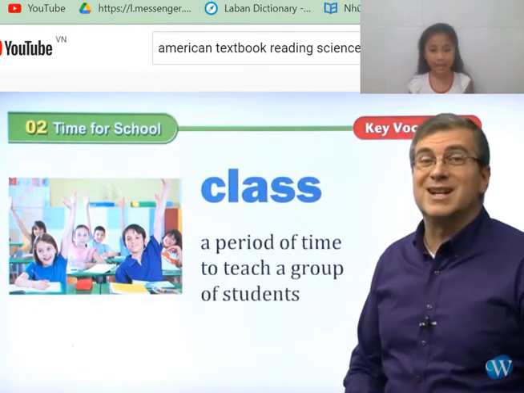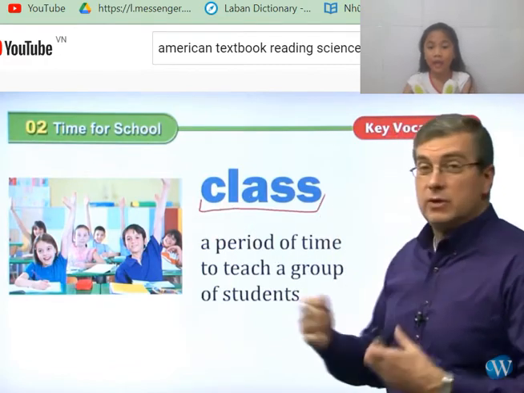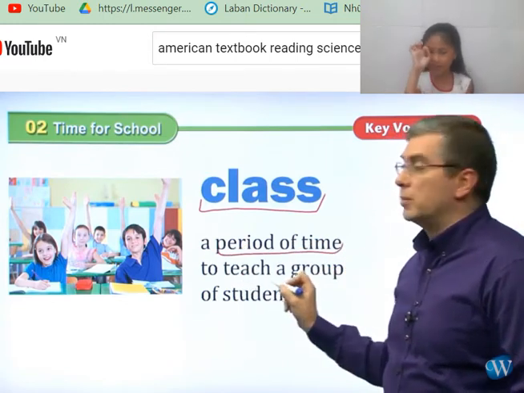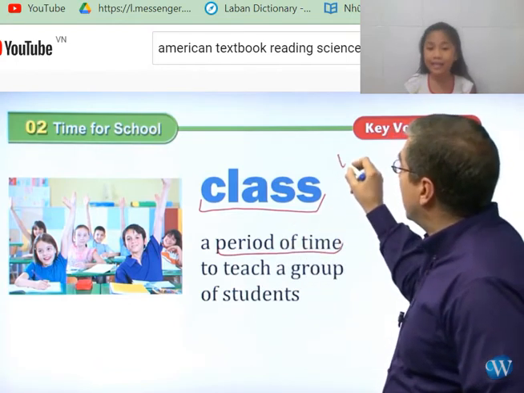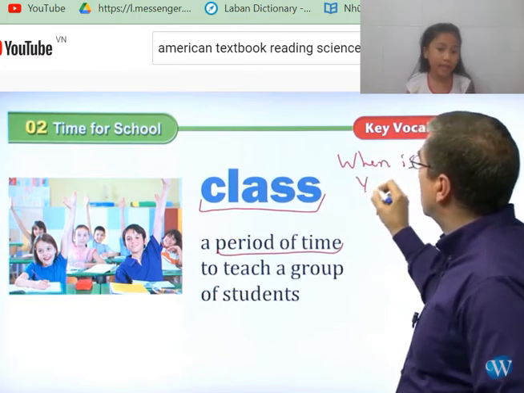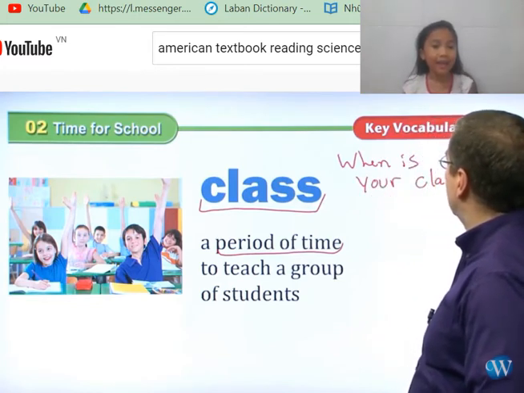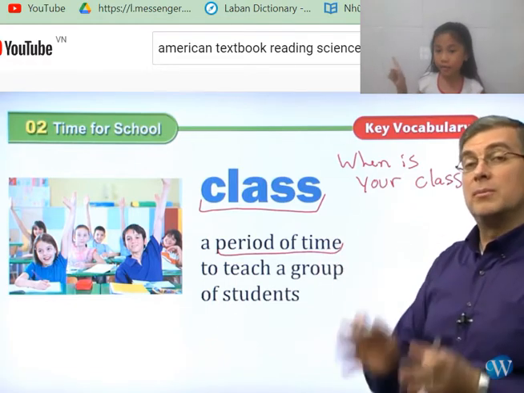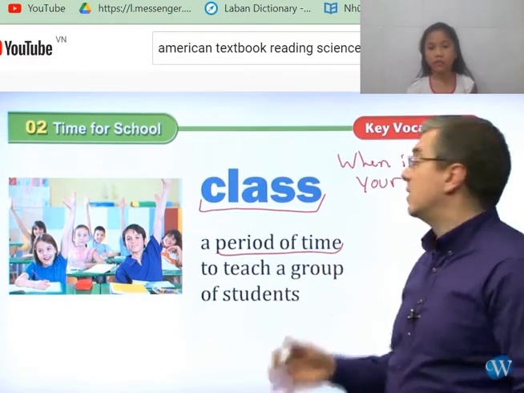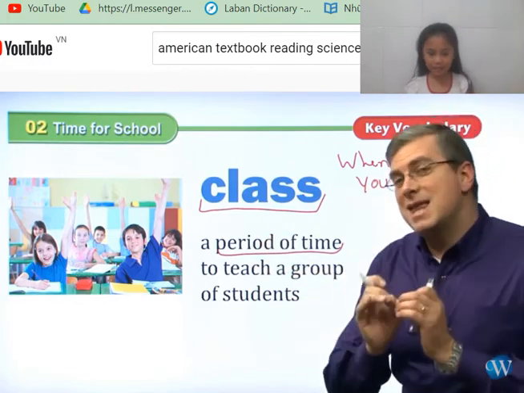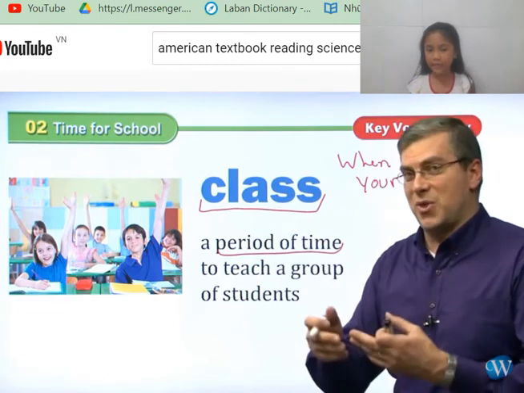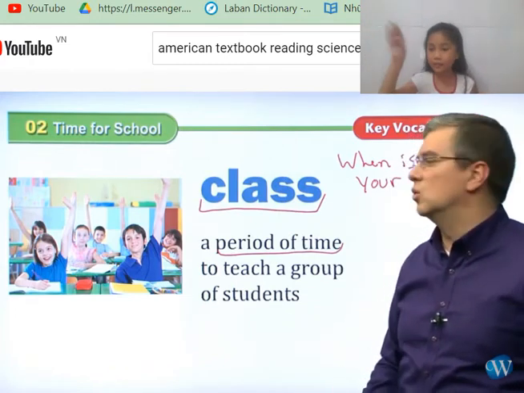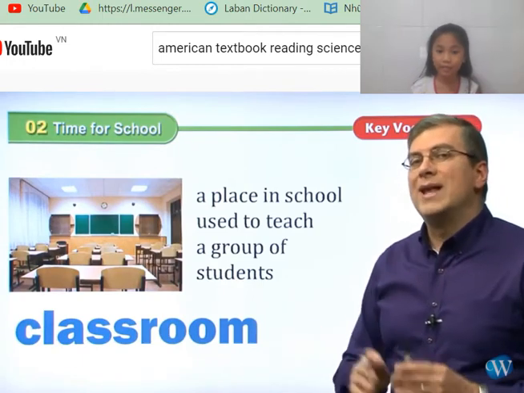Here we have a class. It is a noun. It means a period of time. It means a small time to teach a group of students. So a class is like, when is your class? It is kind of like time that is for you to learn one subject like art, language arts, math, English, many other subjects, or maybe music, right? A period of time to teach a student, maybe a whole classroom, or maybe just in small groups.